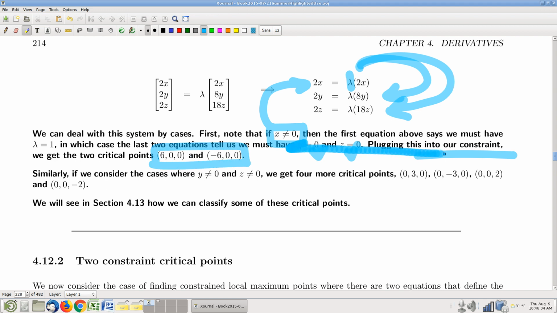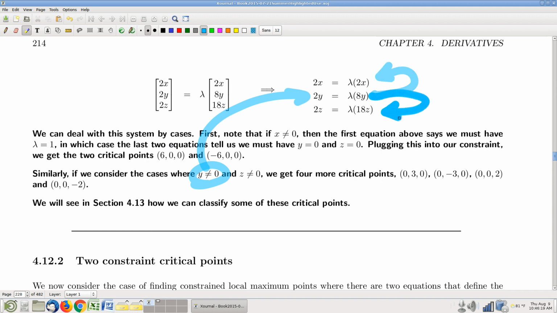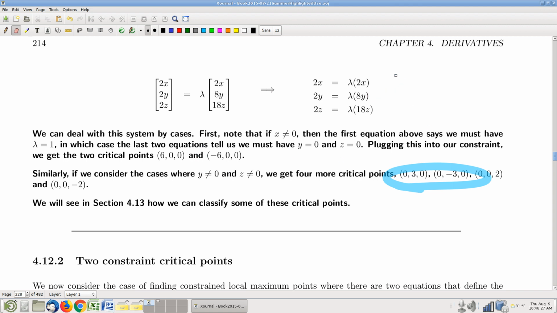Now notice, that was just one case that we considered. We considered hypothetically, no particular reason, what if x is not 0? Well, what if y is not 0? If y is not 0, then you can solve for lambda. You can plug that lambda into these equations. X and z have to be 0. Plug into the constraint. You get these 2 points, etc. So grand total, you're going to get 6 critical points if you're careful.